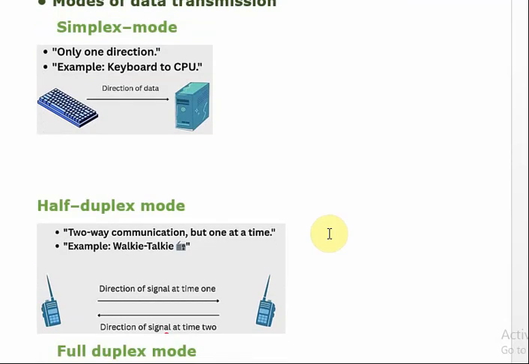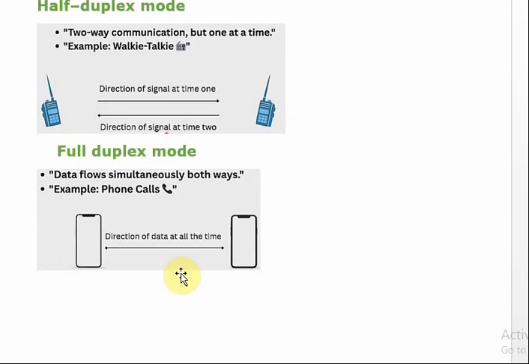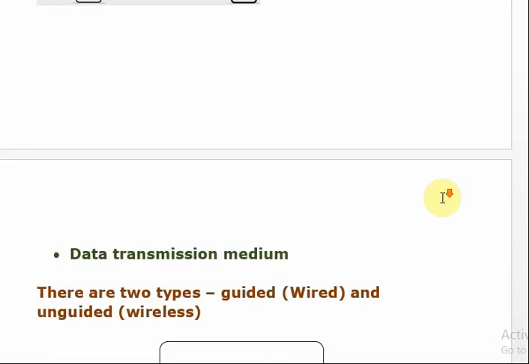Then half duplex: it is two-way communication but one at a time. Example, walkie-talkie. Two directions possible, one at a time. While A talks, B can't communicate. When B talks, A can't communicate. Bi-direction but one at a time. Full duplex: we can take a normal phone call. Both parties can communicate at once. Simplex, half duplex, full duplex.